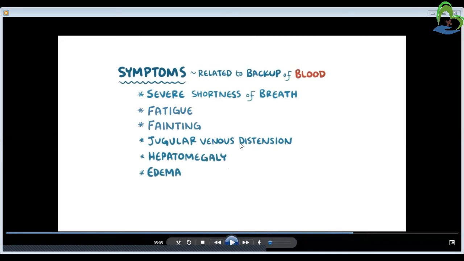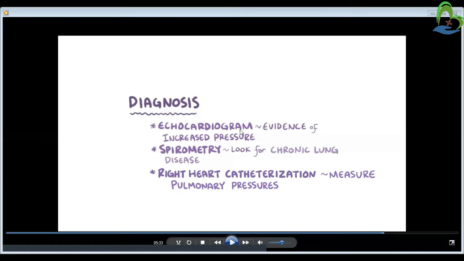Therefore, jugular venous distension, and if the blood is backing up to the organs, hepatomegaly and edema will be seen. That is, peripheral edema or orbital edema can be symptomatic. So these are clear symptoms in cor pulmonale. The diagnostic evaluation can be an echocardiogram, which can show evidence of increased pressure on the right ventricular side from the pulmonary system, and spirometry to look for chronic lung disease. The gold standard diagnostic procedure to measure the pulmonary pressure is right-sided heart catheterization.